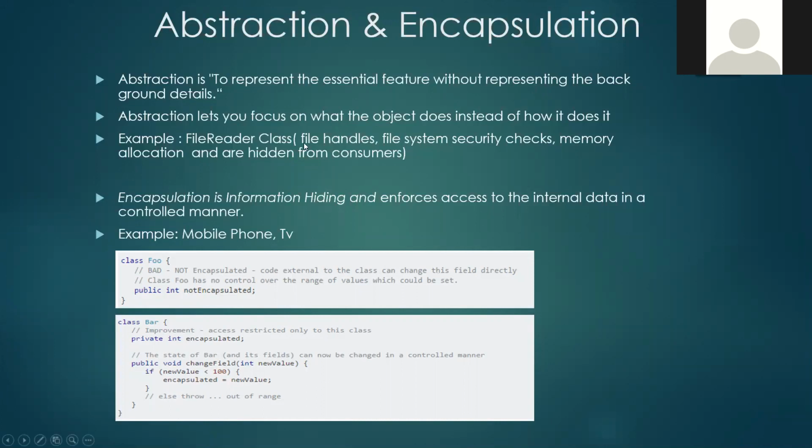This is a utility class which is provided by the Java API only. You can use it for reading files, but for using it, you don't need to know how it handles a file. You just need to know how to call that particular method, but you won't have any idea what it does internally. How it is handling that file, how it is maintaining the file security, and how it is allocating the memory for that file, these things are hidden from the consumer. So this is one example of abstraction.